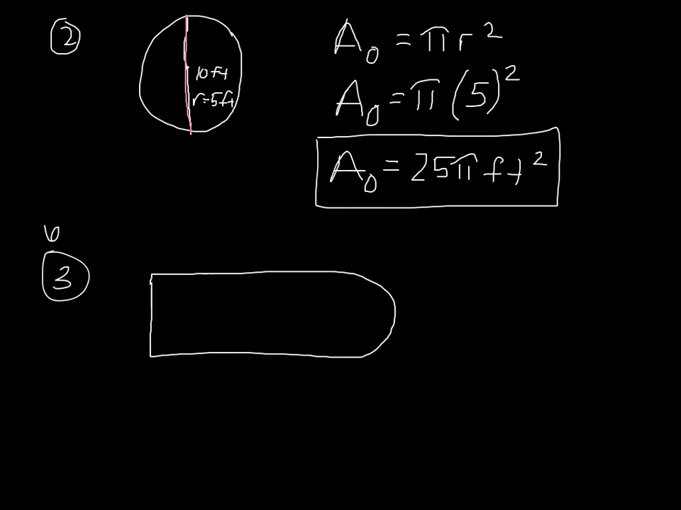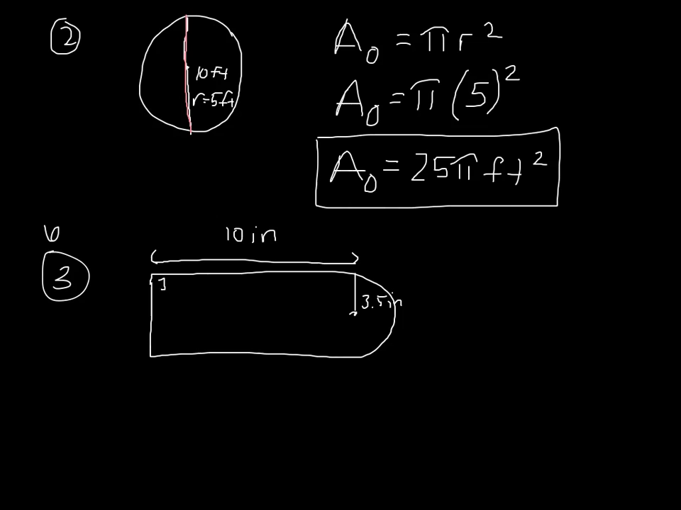Looks like this. It says the radius of this circle is 3 5/10 inches. And then it says from here to here is 10 inches.